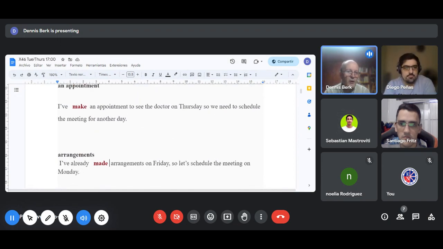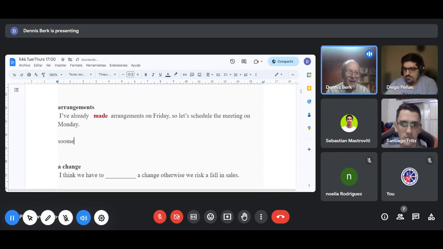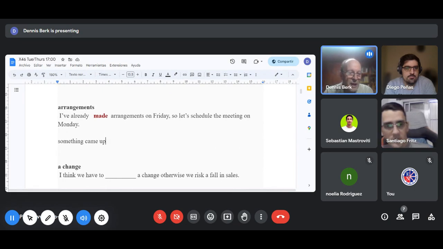So when you have an arrangement, well, you say, something came up, no? Do you know this expression? Something came up. So you need to change your arrangement because something came up. It's a polite way of not having to say exactly what happened, but you need to change the arrangement.